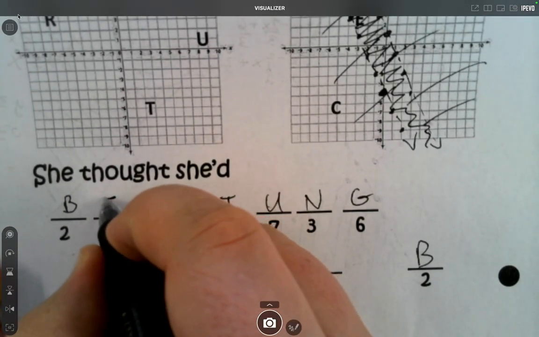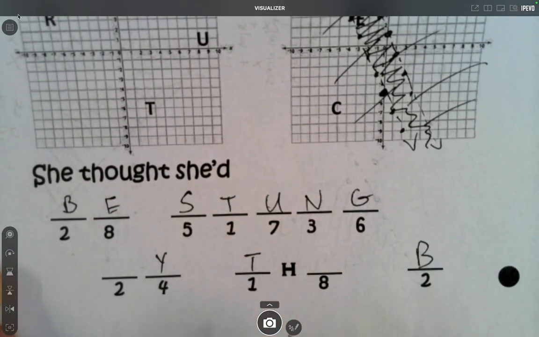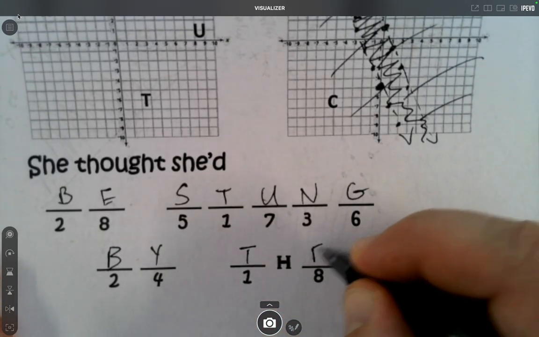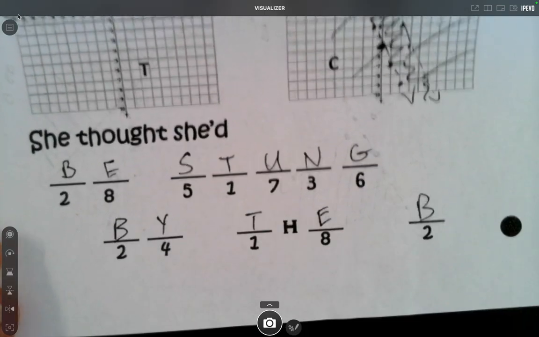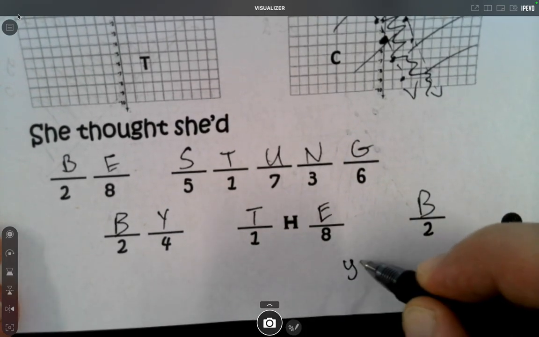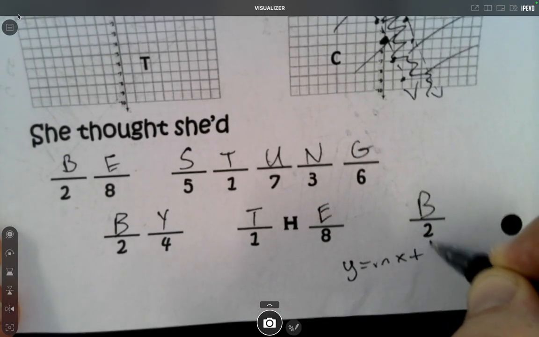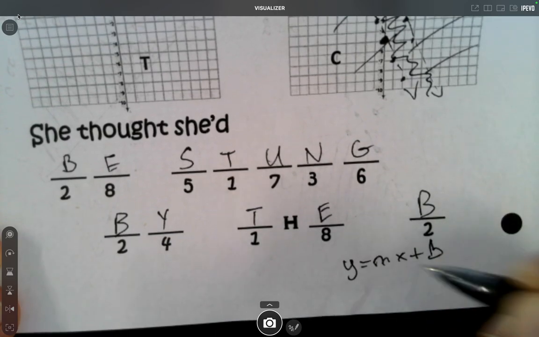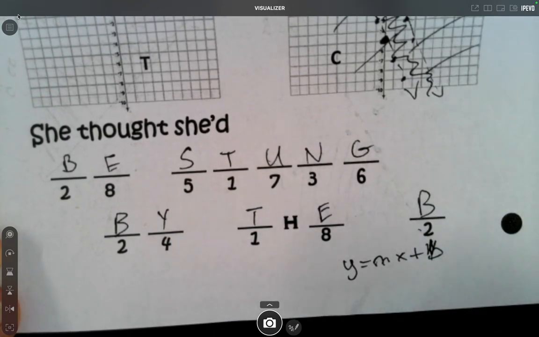Oh, I forgot the B here. She thought she'd be stung by the bee. Ha! Because y equals mx plus b. The b is the y-intercept. You're welcome.